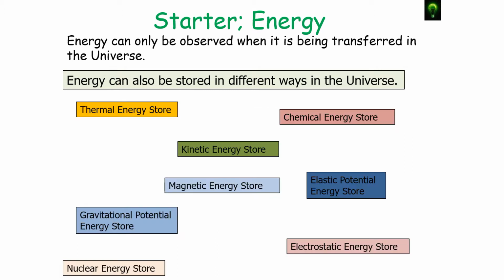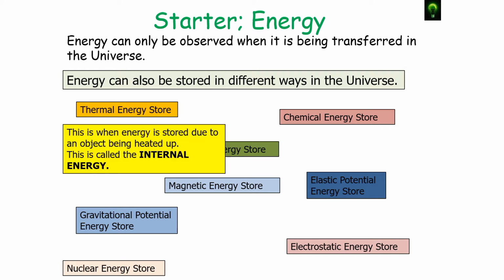So the 8 different energy stores are as follows: thermal energy store, chemical energy store, kinetic energy store, magnetic energy store, elastic potential energy store, gravitational potential energy store, nuclear energy store, and elastic energy store.